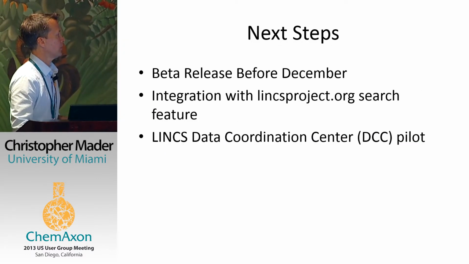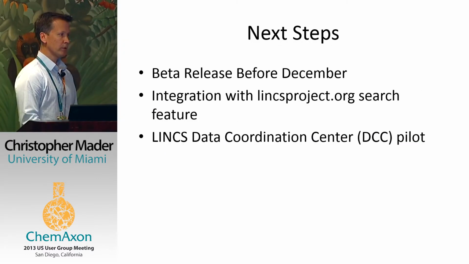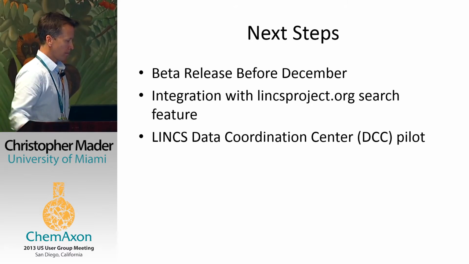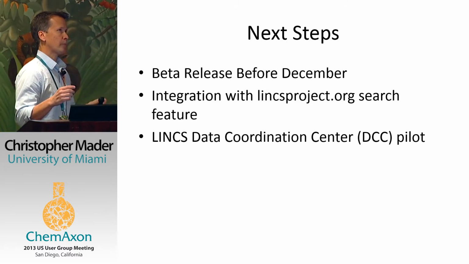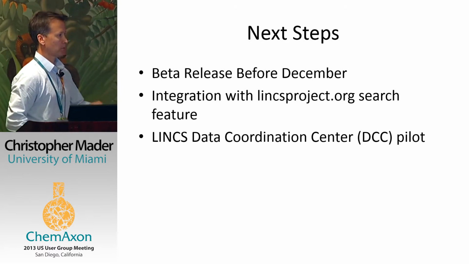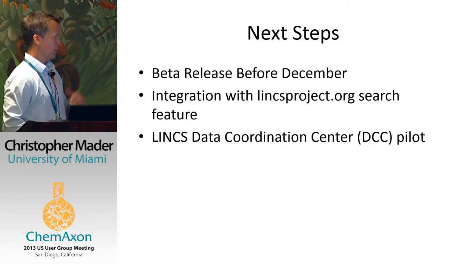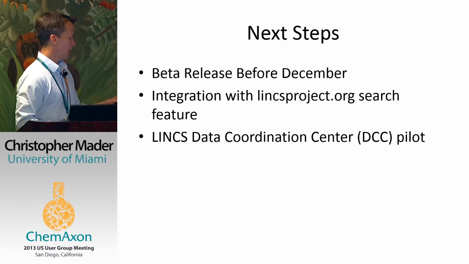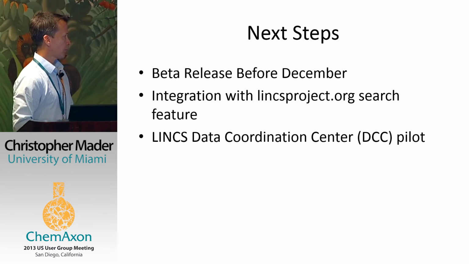Okay, so the next steps. We basically have what we call an alpha release. It's publicly available, and I'll show you the URL in a little bit. We're going to have a beta release before December. Our pipeline right now is manually fired off, and we're going to automate it. The goal is to keep the index regularly updated, and that's what we're planning to put in place before December. Around the same time frame, we're going to integrate it with the linksproject.org search page, which is part of this Data Coordination Center pilot.